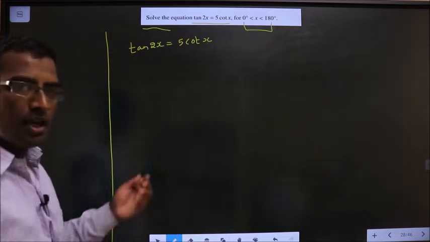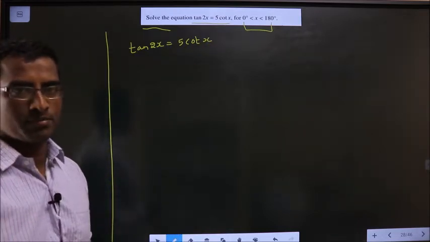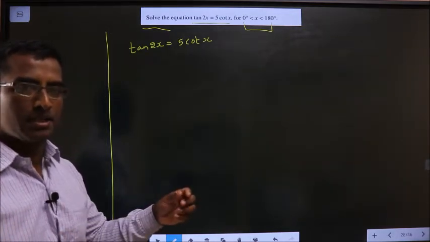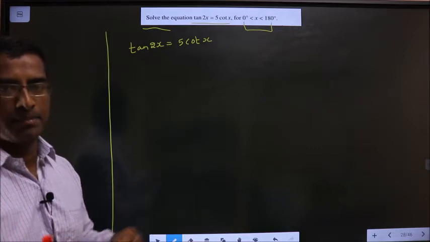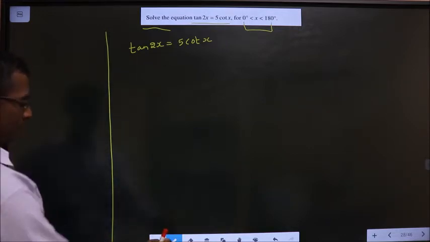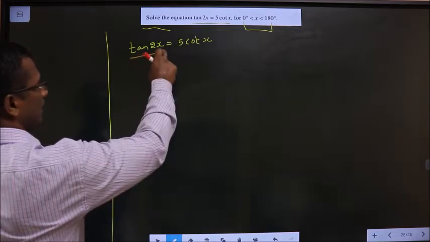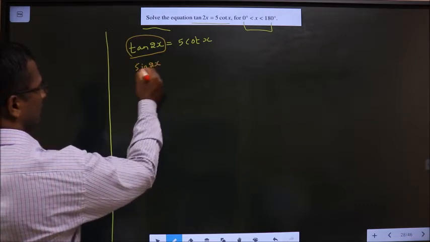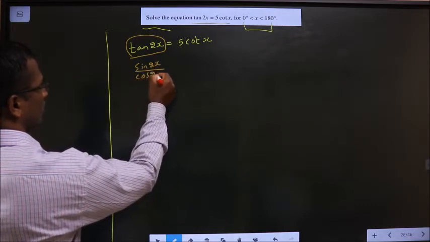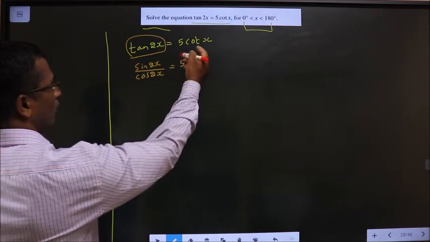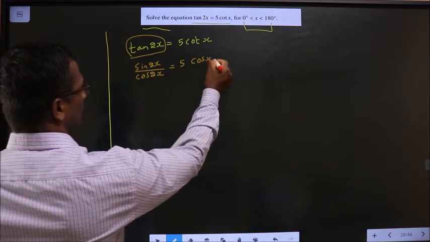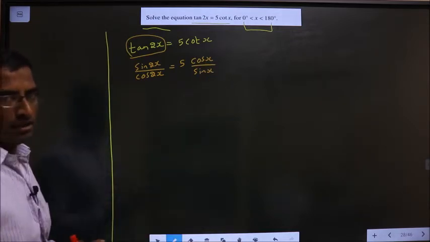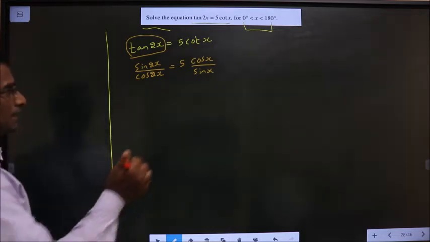Now how do we simplify this? See, whenever you come across tan and cot, replace tan by sin by cos and cot by cos by sin. Here it is tan 2x, so change it to sin 2x by cos 2x. And cot x will change to cos x by sin x. Clear so far?